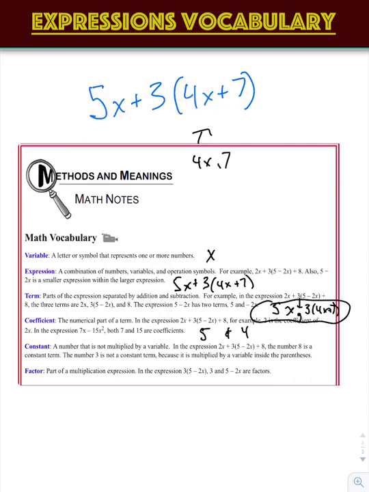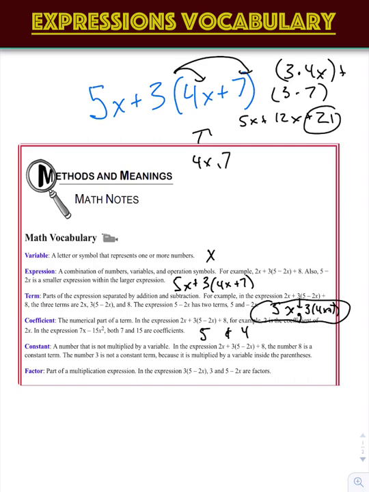We have constant as one of our definitions. A constant is a number that is not multiplied by a variable. So it's just a number by itself. At first, at least, it doesn't appear that we have a constant, but once we distribute, this would become 3 times 4x, and this would become 3 times 7. This expression in simplest form would be 4x times 3 is 12x, 3 times 7 is 21, and of course we have our 5x at the beginning.